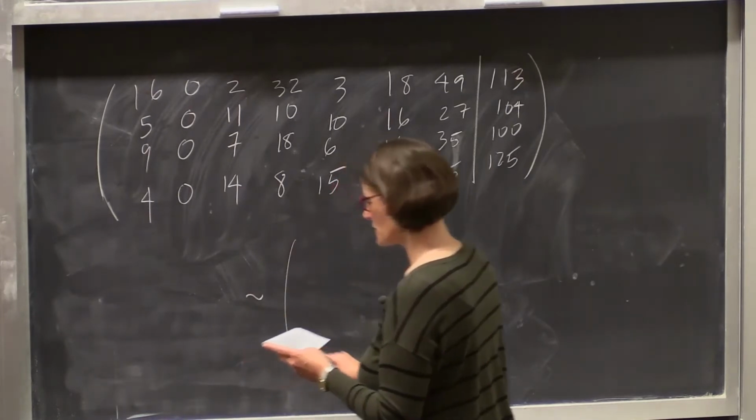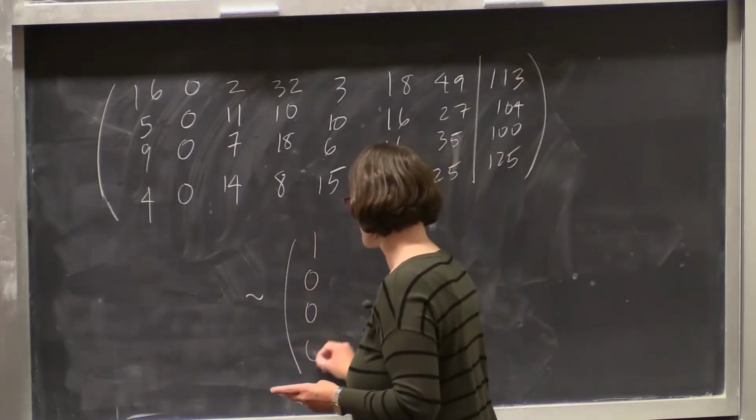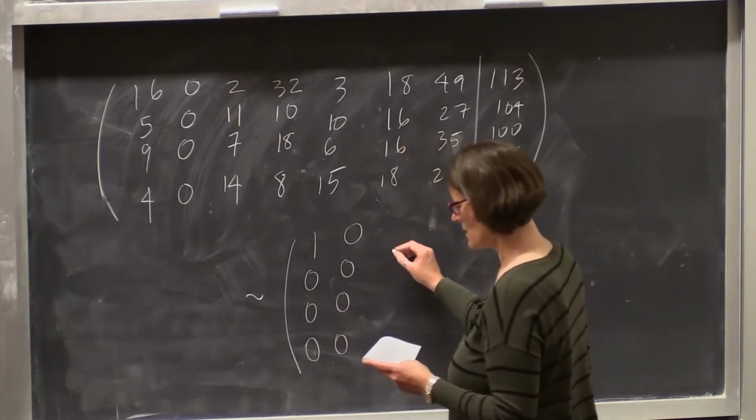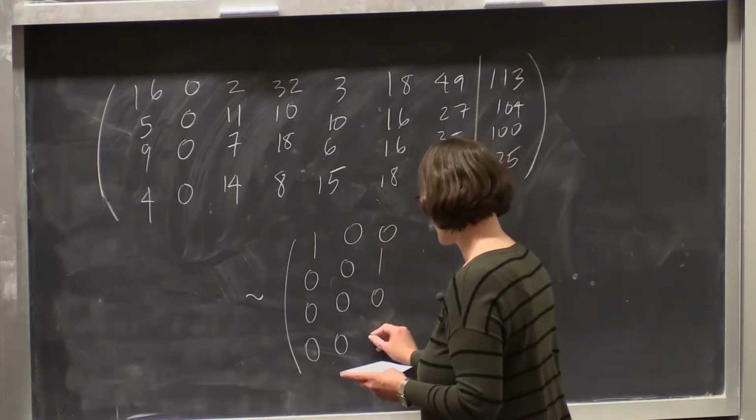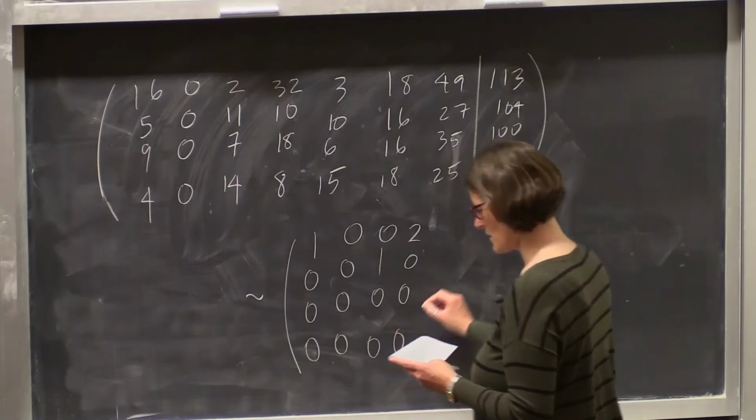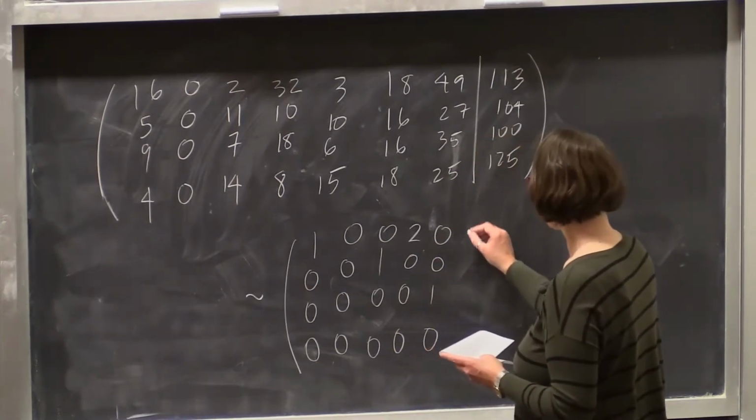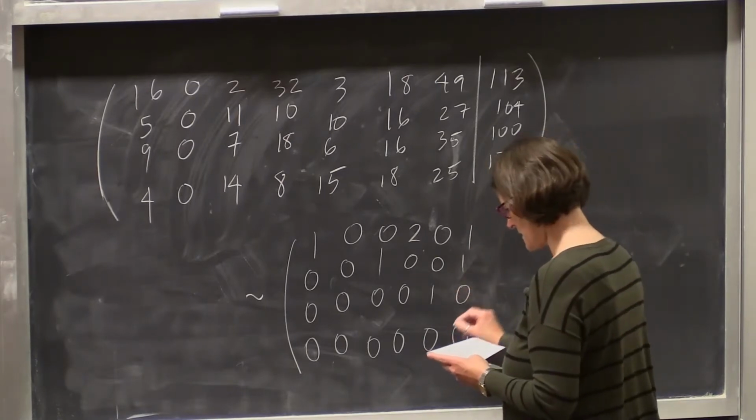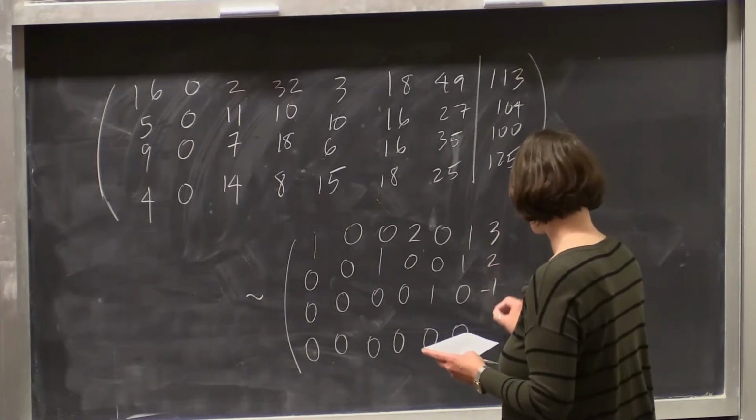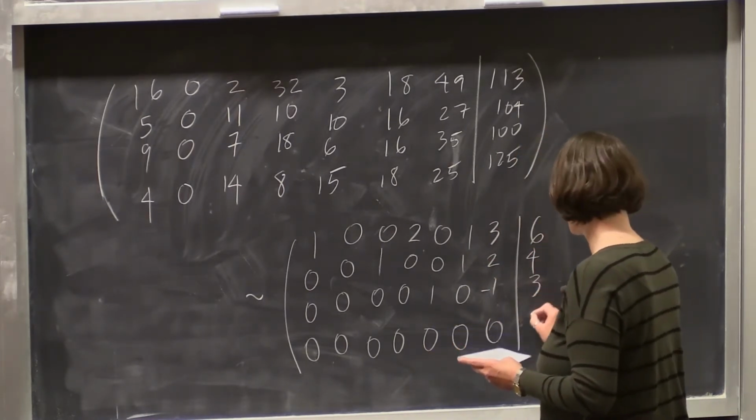This is equivalent to the following reduced row echelon form: 1, 0, 0, 0, 0, 0, 0, 0, 0, 1, 0, 0, 2, 0, 0, 0, 0, 0, 1, 0, 1, 1, 0, 0, 3, 2, minus 1, 0, 6, 4, 3, 0.